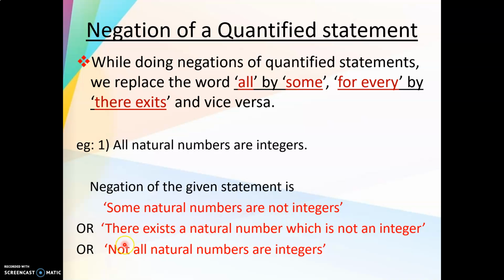In the next one, you can write this as there exists a natural number which is not an integer. So we change the universal quantified statement into existential quantified statement. Next is not all natural numbers are integers. So we have applied the negation word not in the beginning, then we change this statement into negation. Next is examples.